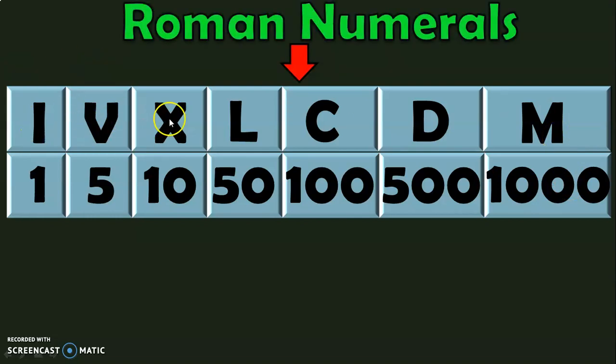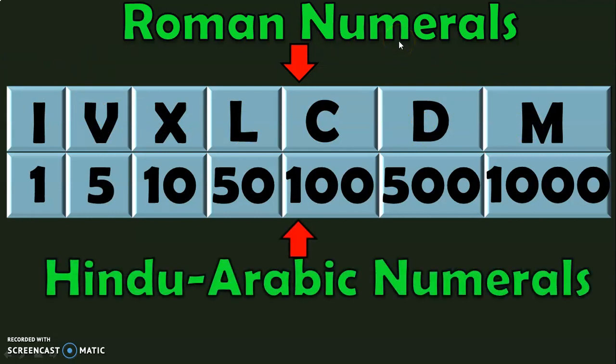I, V, X, L, C, D and M are called Roman numerals. And these numbers over here are called Hindu-Arabic numerals. It is very important to remember this relationship between the Roman numeral system and the Hindu-Arabic numeral system, because writing of Roman numerals from 1 to 100 is based on this.